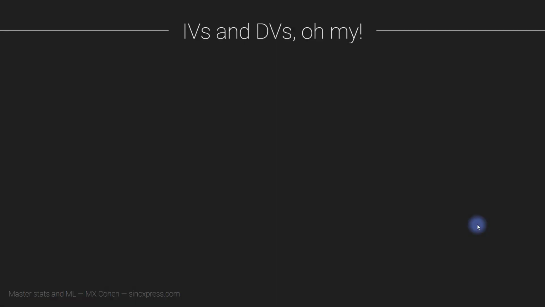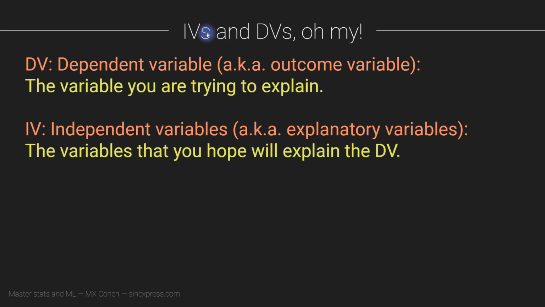In this video, I'm going to introduce you to a couple more terms that are important for hypothesis testing and generally doing inferential statistics. So let's start with IVs and DVs, which are also called independent variables and dependent variables. The dependent variable is also sometimes called the outcome variable, and that is the thing in the universe that you are trying to understand. It's what you are trying to explain in your data.